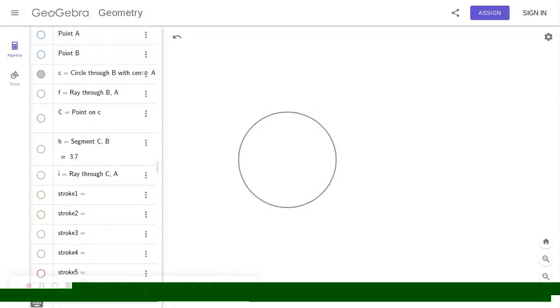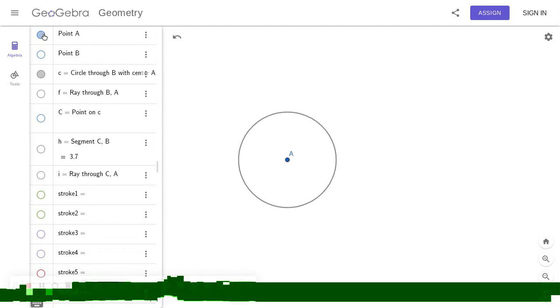Hello, I am going to use GeoGebra to visually explain why the three angles of a triangle add up to 180 degrees. And I'm going to start with a circle. A circle has 360 degrees.